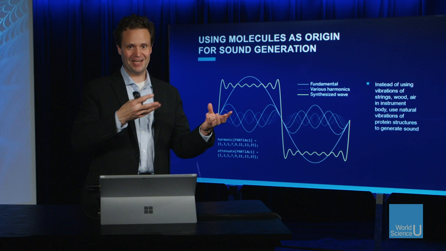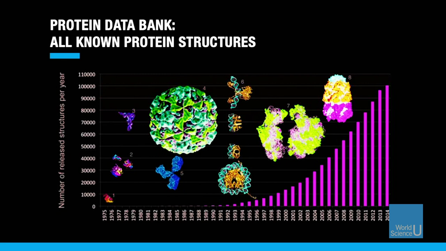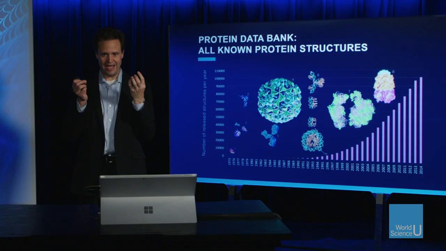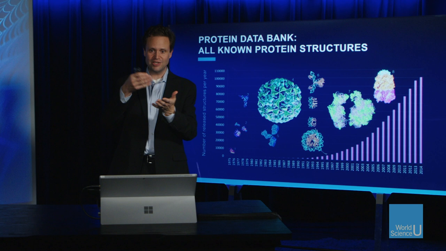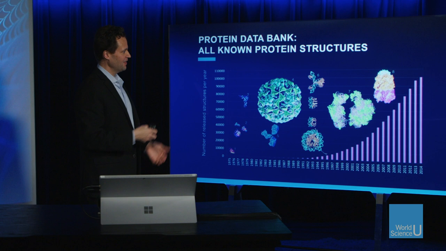And what we've done is we calculated the vibrational spectrum of all known proteins to date. There are a couple hundred thousand proteins that are known today in terms of structure, and they're deposited in a database called the Protein Data Bank. This Protein Data Bank has the geometry, the XYZ coordinates of every atom of any protein known. We can download them and do a molecular dynamics simulation of all of them. And this is how it looks for one example.